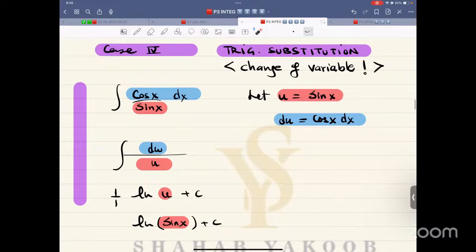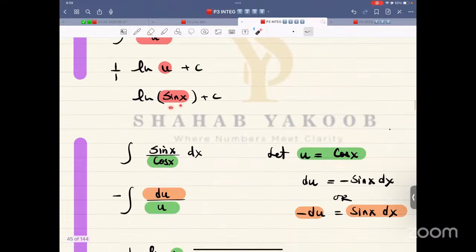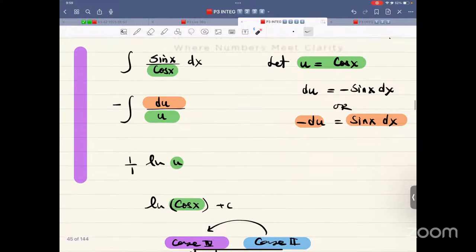Case number 4, that is trig substitution, change of variable. Like we did algebraic substitution, this is trig substitution. So cos x over sin x, the cot thing, can also be done using change of variable. The denominator is sin x, so u is sin x. The numerator at the top is cos x dx, that is du. So this is du over u, which is ln of u, ln of sin x. You can also do it this way.